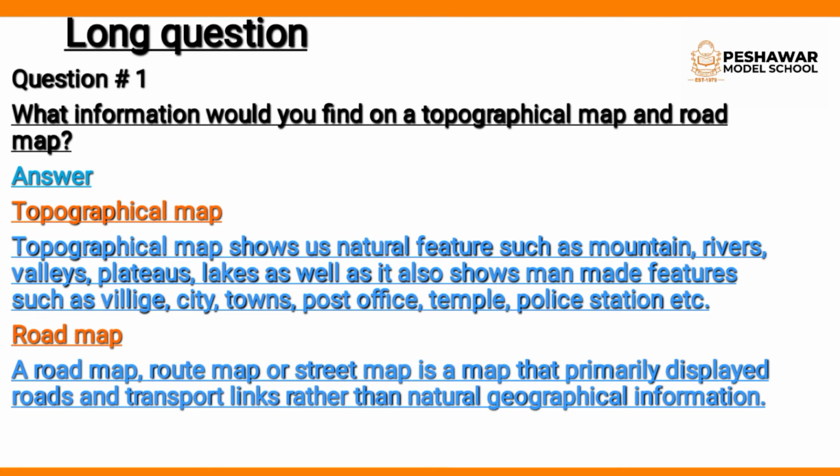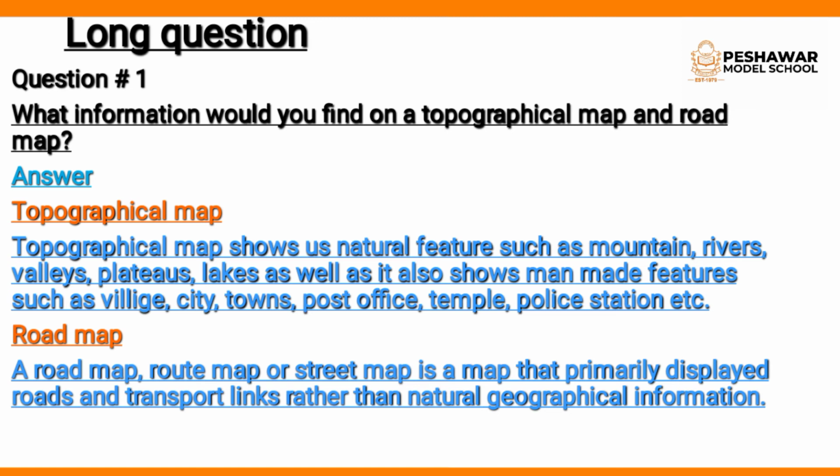Now the long question is, what information would you find on a topographical map and a road map? Answer: the topographical map. What is a topographical map? A topographical map shows us natural features made by Allah, such as mountains, rivers, valleys, plateaus, lakes, as well as man-made features such as villages, cities, towns, post offices, temples and police stations, etc.